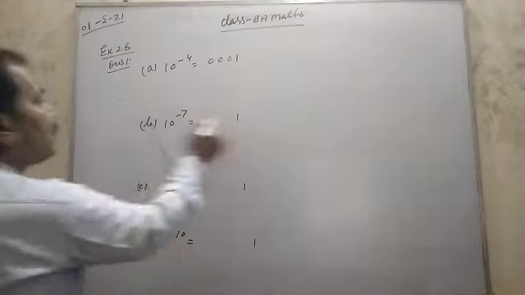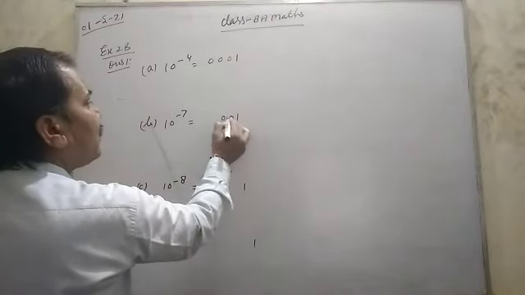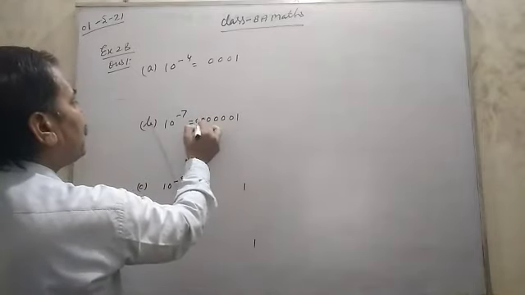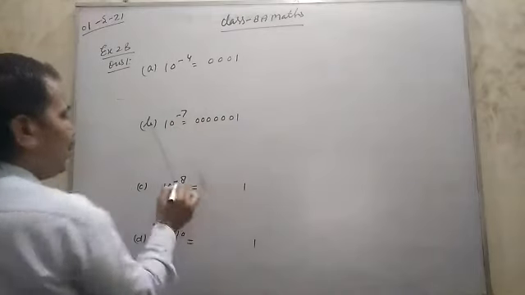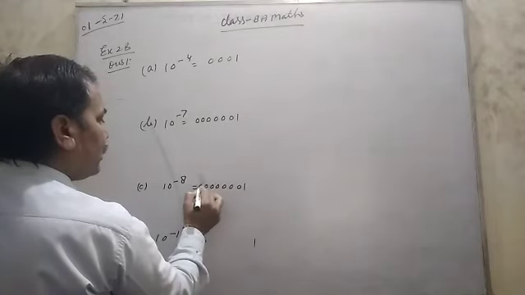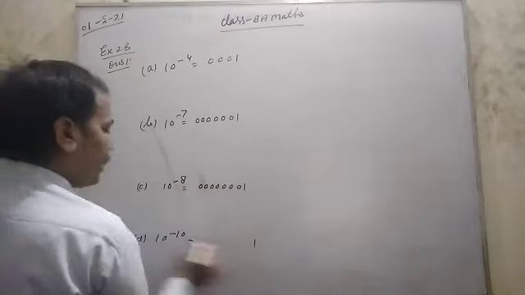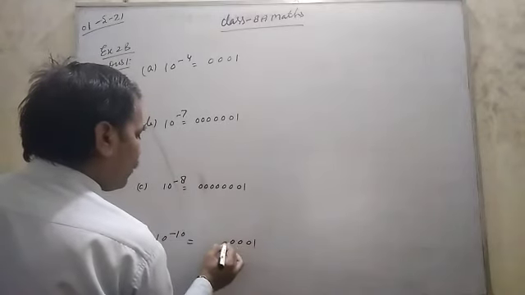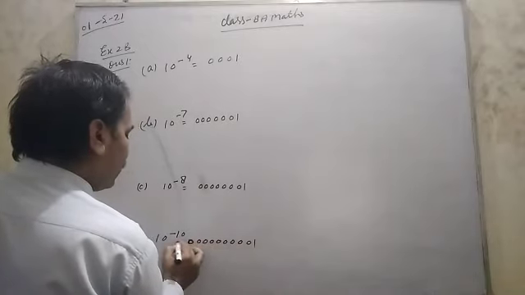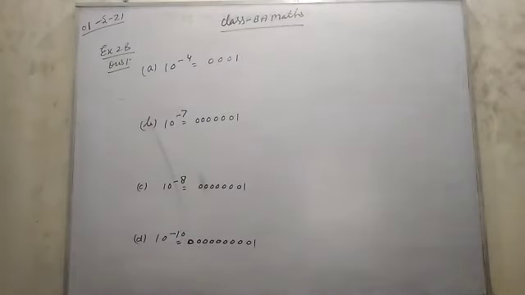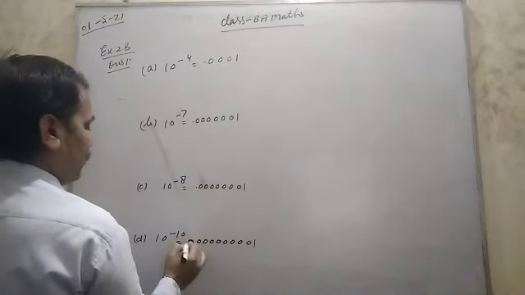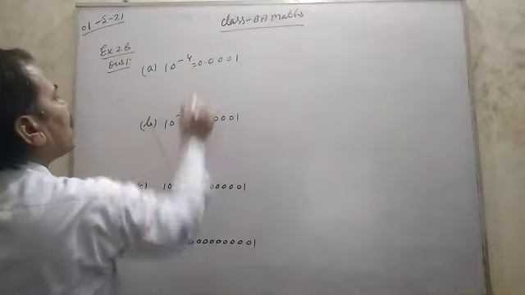Here 7, so including 1 we write 7 digits with the help of 0. 1, 2, 3, 4, 5, 6, 7. Here 8, so 1, 2, 3, 4, 5, 6, 7, 8. Here 10, so 1 through 10. And after that, put the decimal point. Before that we can also write 0.